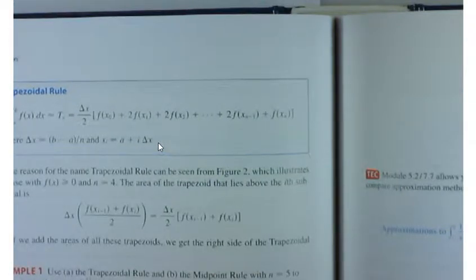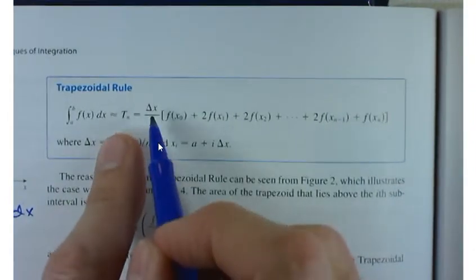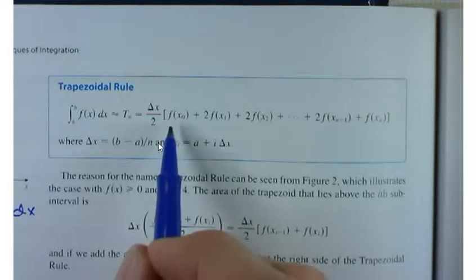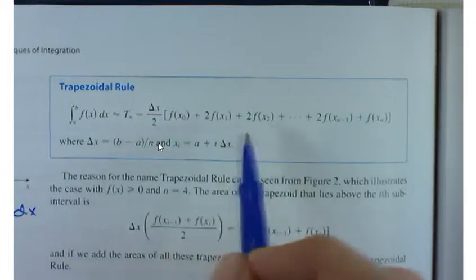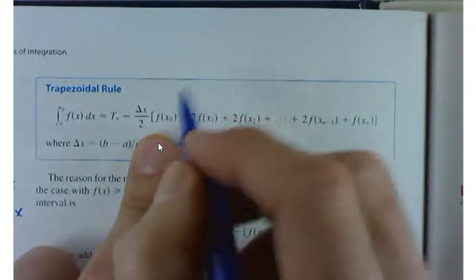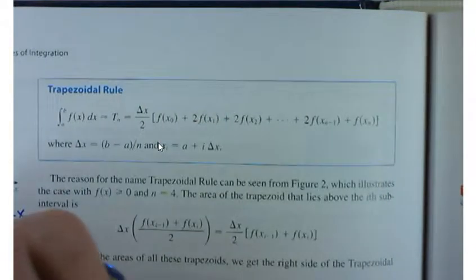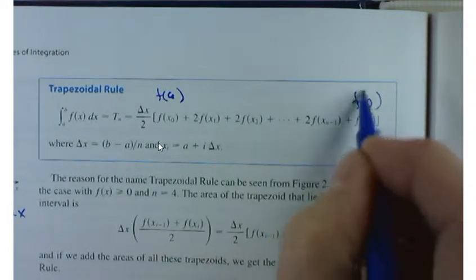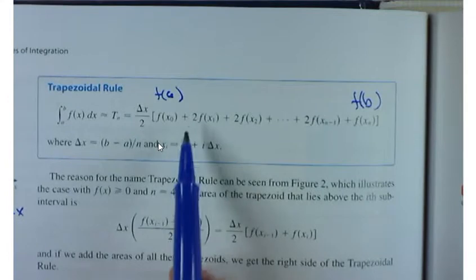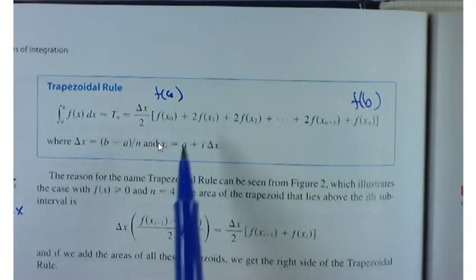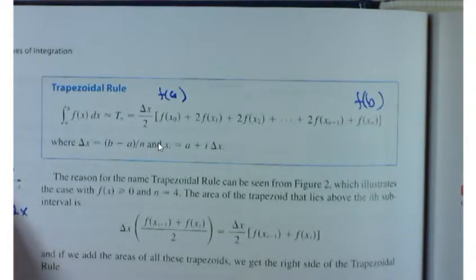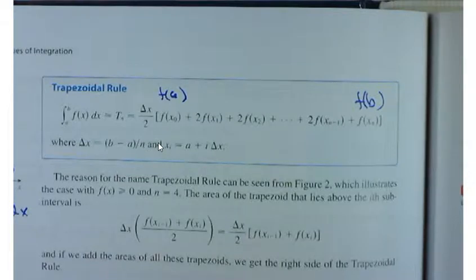So if you have n subintervals, T sub n is delta x over 2, where delta x is the length of your interval divided by the number of subintervals, times f of x sub 0, plus f of x sub n. These are your endpoints, so that's like your a and b, f of a and f of b. Everything in between, you take and double it, and that's going to be your estimate of the area. So if you add more and more trapezoids, more and more points and subintervals, your estimate should improve.